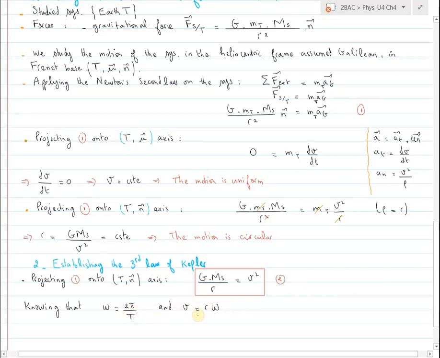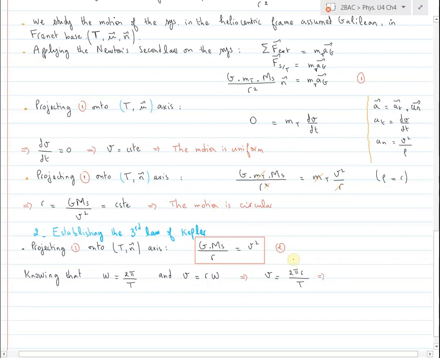So this has been seen last year. If we replace omega by its expression, it gives us v equals 2 pi r over T, which means that if we raise this equation to the square, v squared will be equal to 4 pi squared r squared over T squared. And we are going to name this equation 3. So we notice here that we have also another equation with v squared.